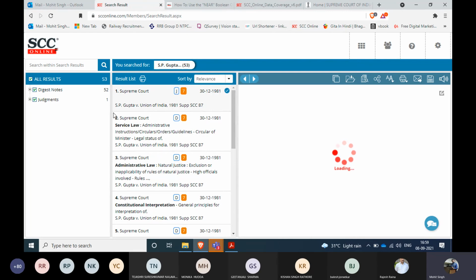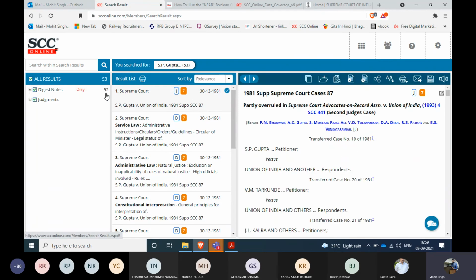As I can simply see, the J is only one entry and the rest of the entries are denoted by the icon D. So the digest notes are 52. And on the top itself, it says it was partly overruled in Scora versus Union of India, 1993 4 SCC 441. That's really good. The question from Ms. Arshi is how to pinpoint all those points which got overruled.